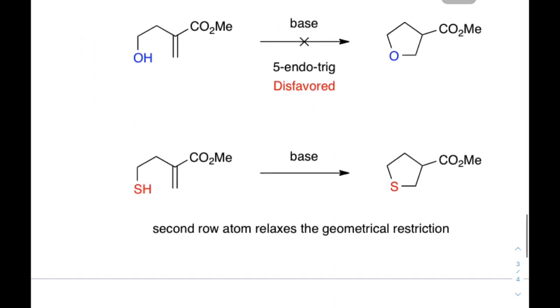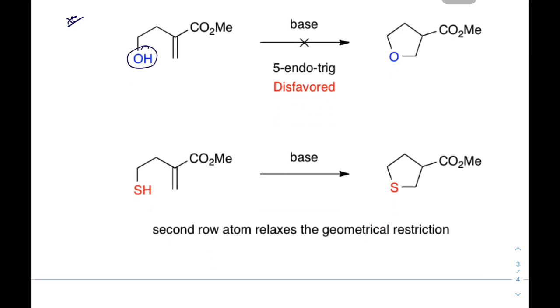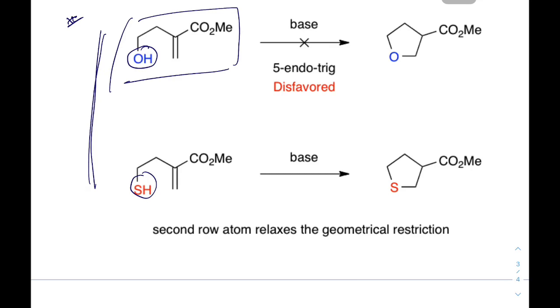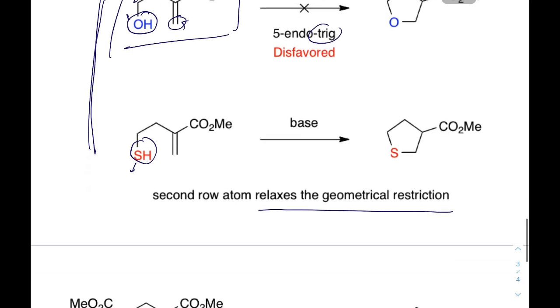Now come to the next example. If we change oxygen to sulfur, due to the increased size of the atom, it somehow relaxes the geometry. Because this is 1, 2, 3, 4, 5 endo trig, and because this is sp2, it is trig. This is disfavorable, we can say from the chart, but instead of oxygen we are replacing it with sulfur, which is large in size, therefore the geometrical restriction is relaxed and the reaction goes. Maybe it is a slow reaction, but the reaction is occurring, right?